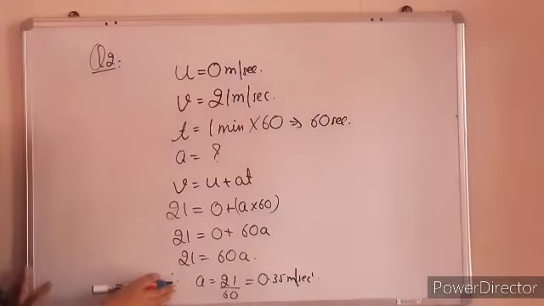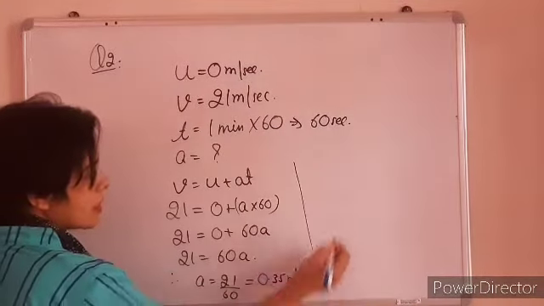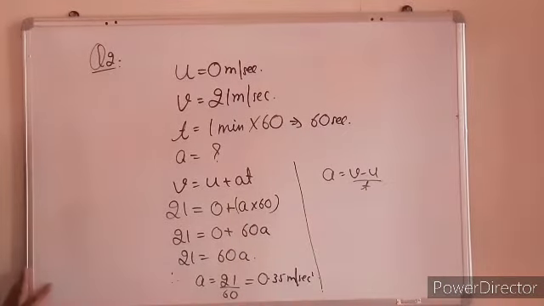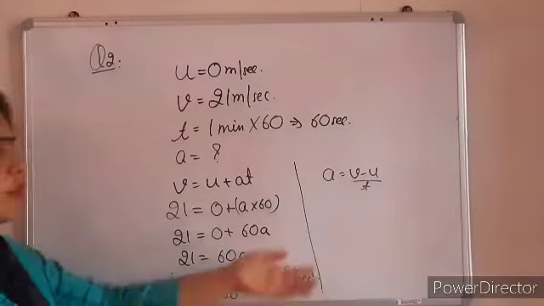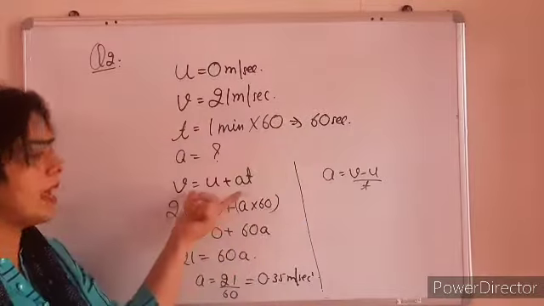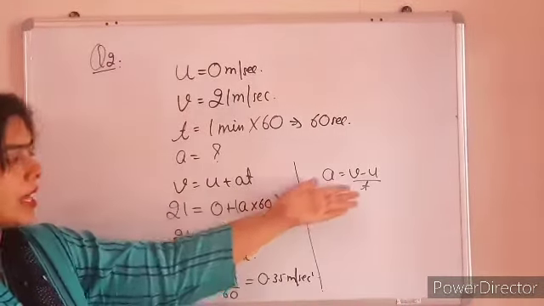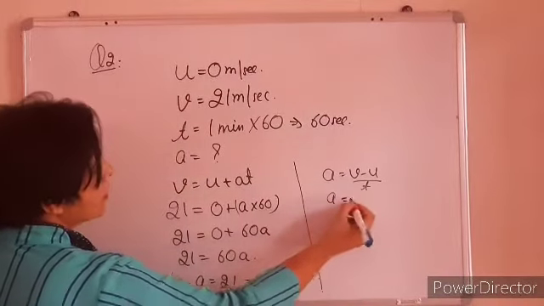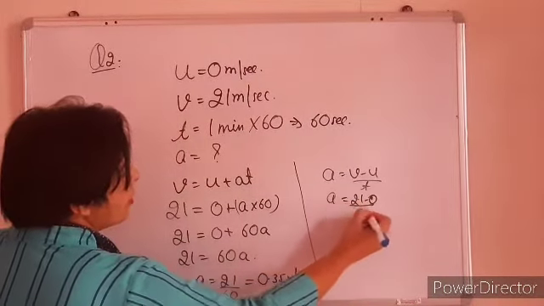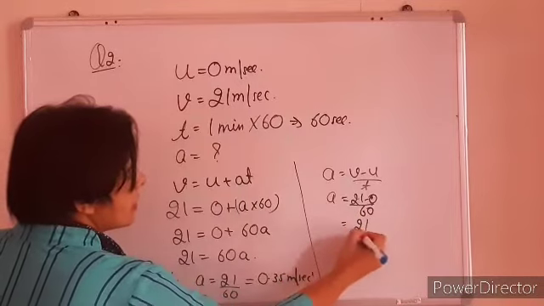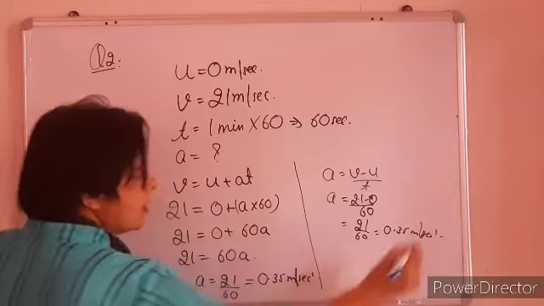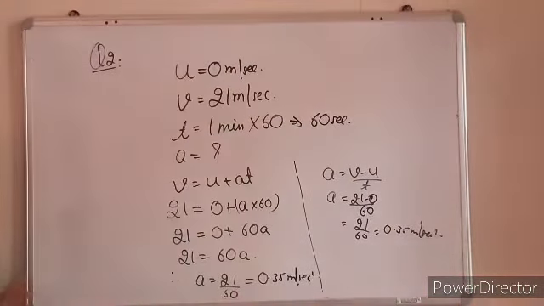If you are comfortable with this, okay. Otherwise, there is one method which I already told you, that is the formula of acceleration. You can directly put the values in that also. That is the same; from here only we cross multiply and we got this. So you are going to have A is equal to V minus U over T, that is 21 minus 0 over 60. So 21 over 60, your answer is 0.35 meter per second square. So both ways you can solve it, and you get the same answer.